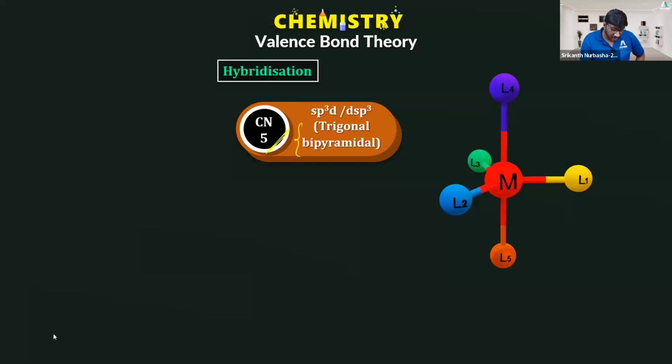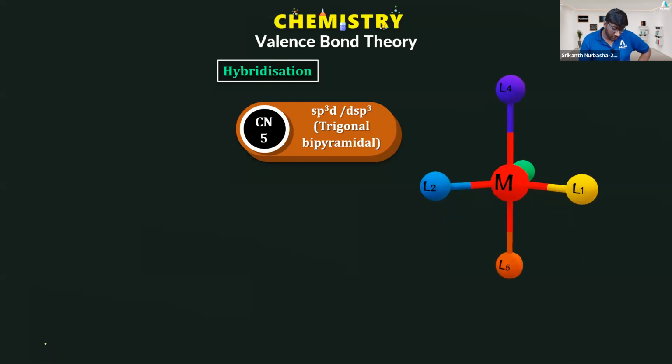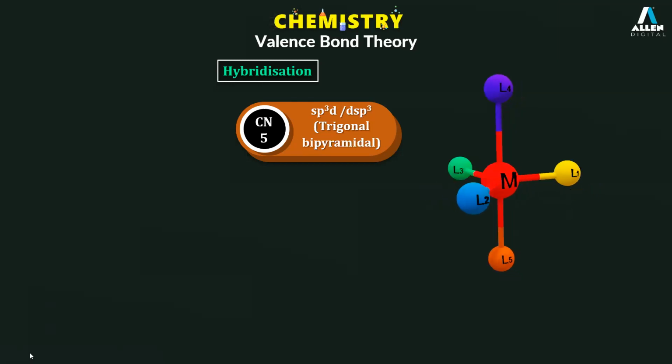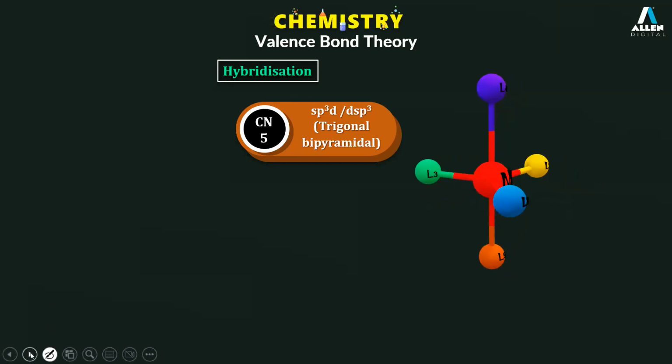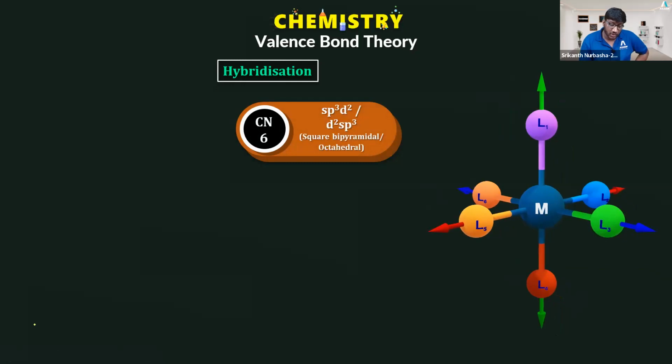sp3d2 or d2sp3, what is the shape? Octahedral, very good. sp3d2 or d2sp3, that is square bipyramidal or octahedral, both are the same. Coordination number should be 6. You will have this type of scenario.